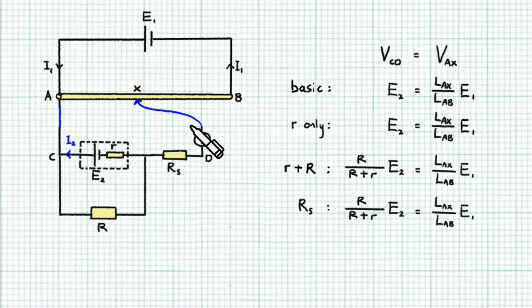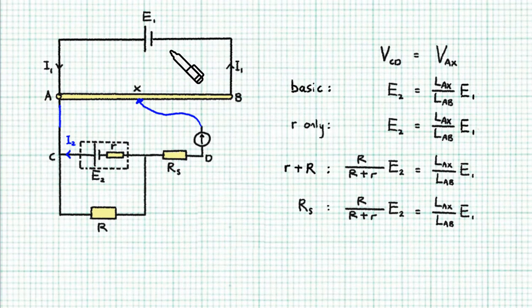Because remember at null deflection, there's no current flowing here. So you might as well remove this connection here. So it should be clearer to you now that there's no current flowing through RS. So there's no PD across RS, which means VCD is still equal to the terminal PD. So having this protective resistor is not going to affect the balance length at all.